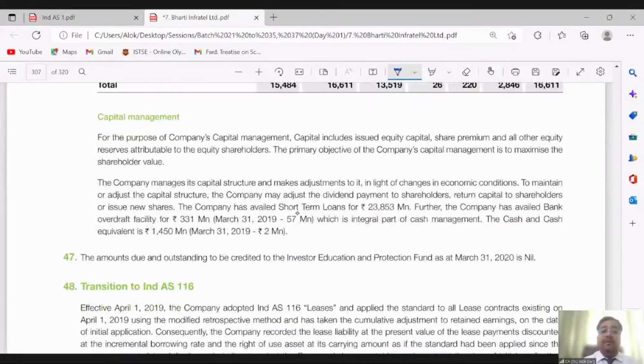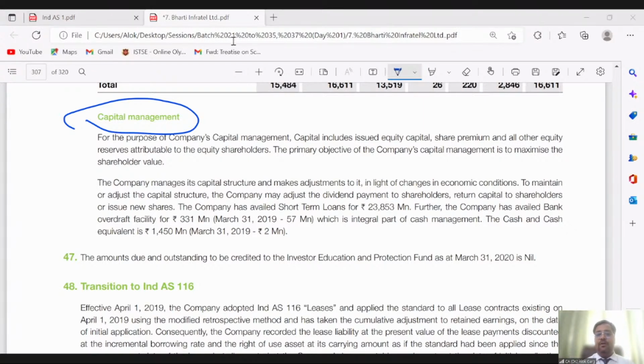The company has also given how the company is managing the capital, right? So whether the shareholder value is going to be maximized, right? What is the gearing ratio? What is the debt equity ratio? What is my debt? What is my capital, right? These kinds of disclosures are also required to be given in the notes to accounts, right? Understood, guys? Have you understood this?